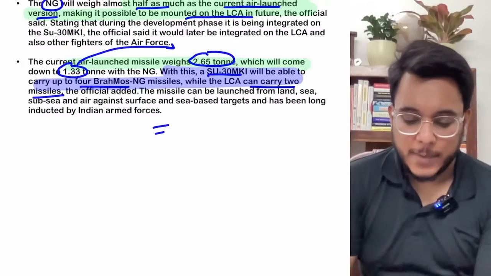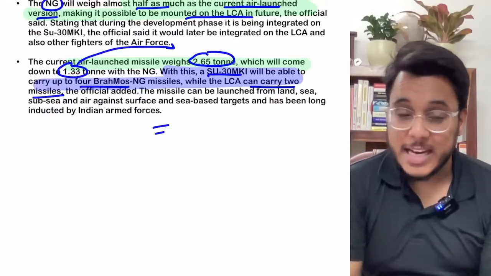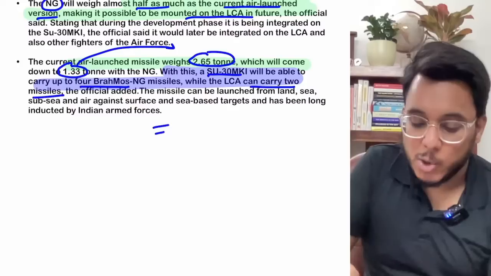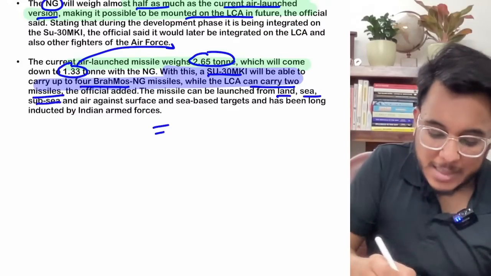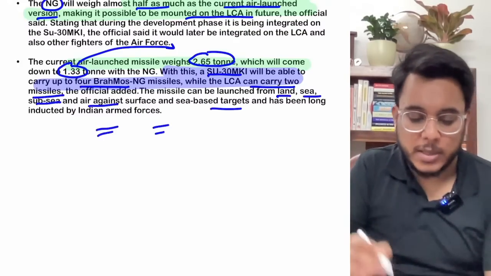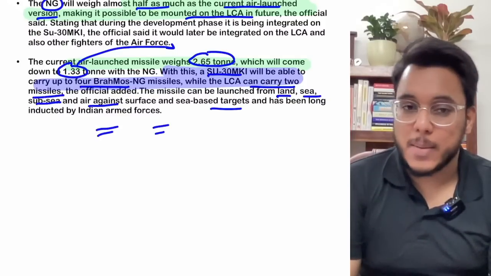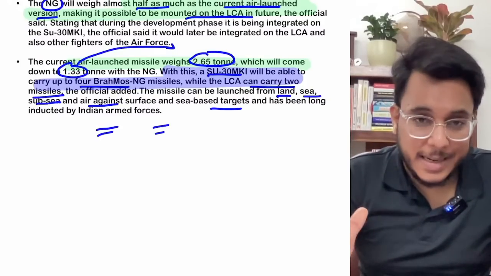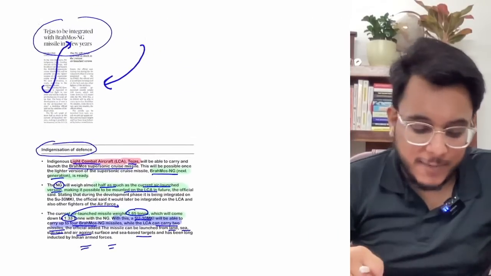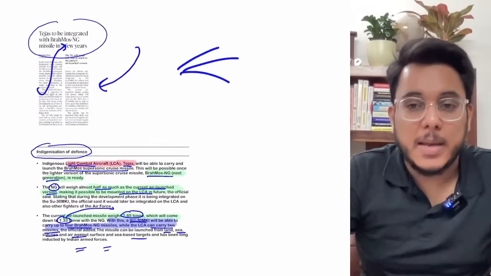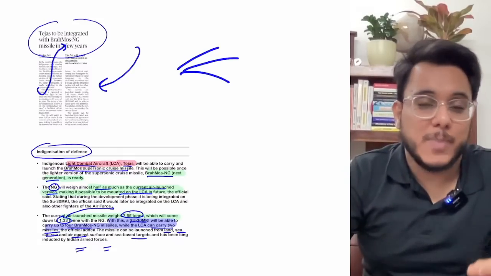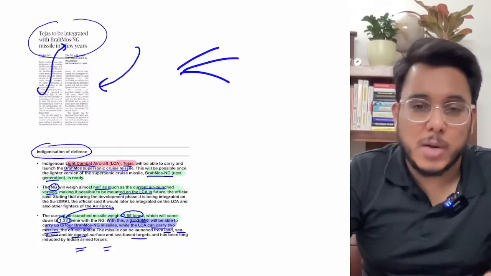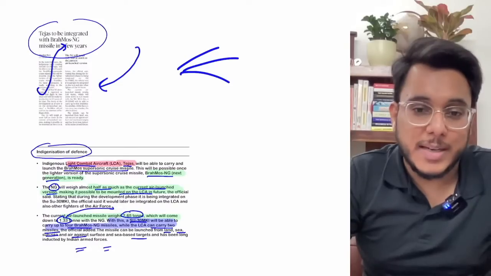Now by that, these missiles will attain a further capability. They will be able to be launched by land, by sea, by subsea, by the air, and this will further enhance the capabilities of the Indian Air Force, Indian Army, Indian Navy, and the defense preparedness of India will be enhanced by this development. So that is all about this particular article, and now we'll move to the next article.